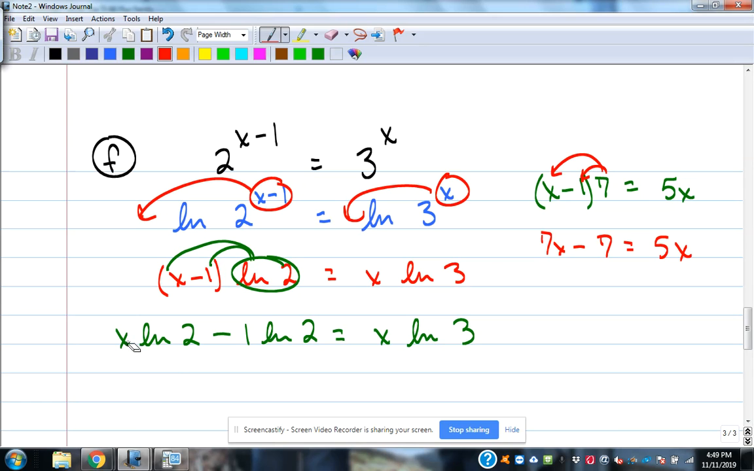But the big picture is, hey, this piece right here is a like term with that piece over there. So if I get them on the same side, that kind of makes sense to have them together, right? So that's what I'm going to do. I'm going to subtract the x natural log of 2 from both sides.